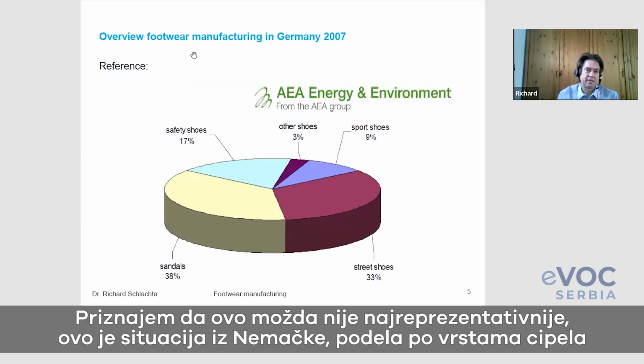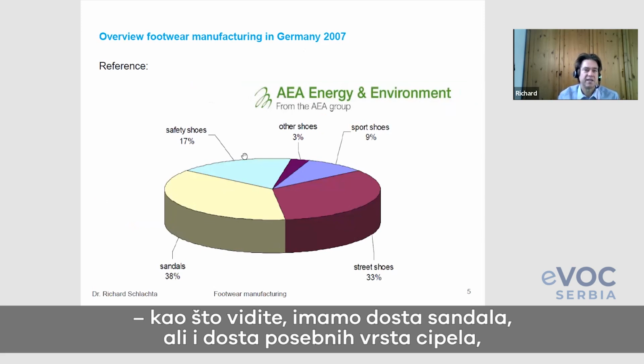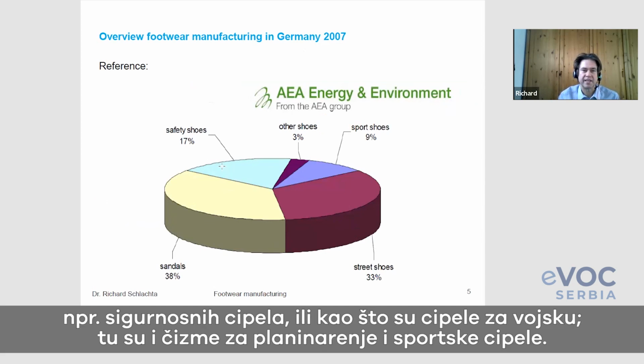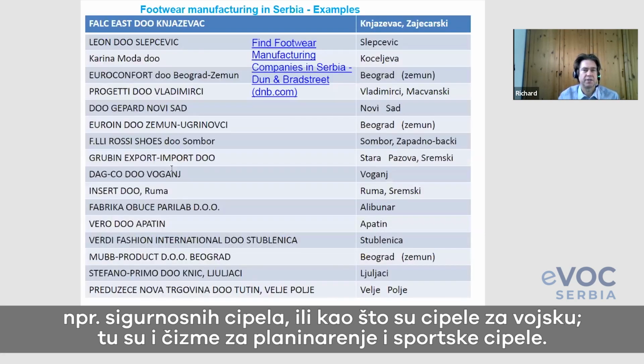Here, I admit that it's maybe not very representative, but I think so much it didn't change. That's the situation in Germany. You see, some ratio are the street shoes. We have a lot of sandals. Then we have some special shoes like safety shoes or for the military or other special applications, mountain shoes, and sport shoes. That is the sector here in Germany.